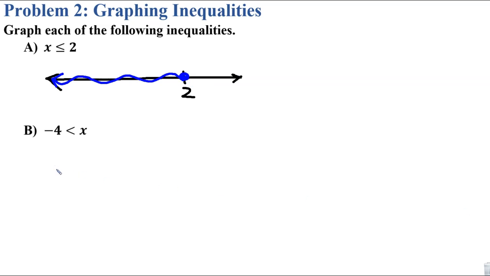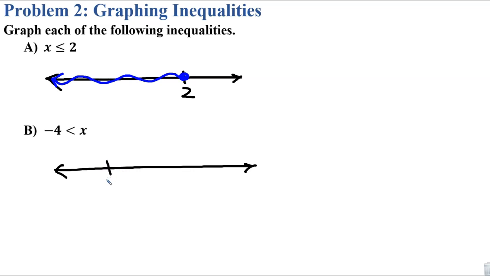Let's do one more of these as a class here. Same idea, we want to graph negative 4 is less than x. Okay, now with this one, notice the variable is on the other side of my inequality. Okay, I can have it on the left or the right. Pay attention to which direction it is, though.